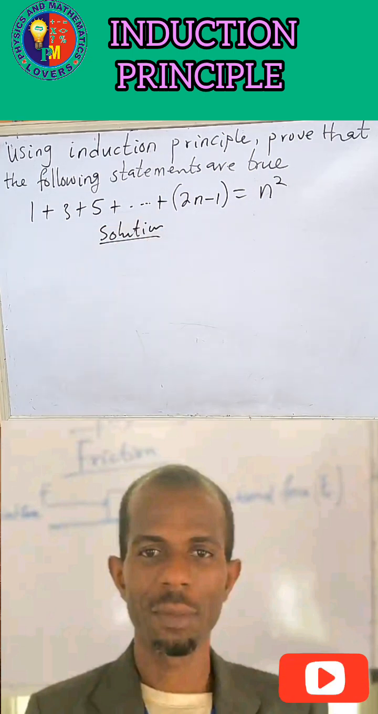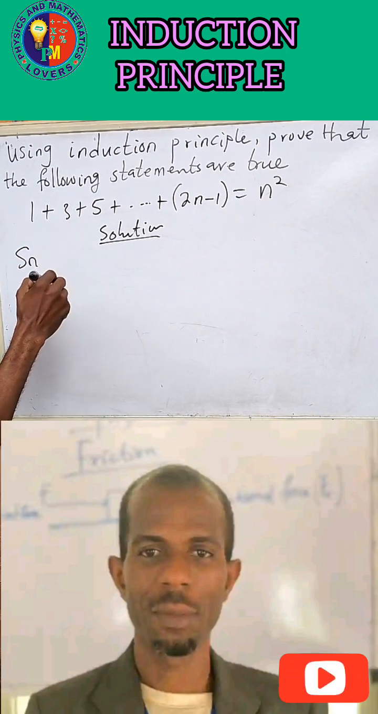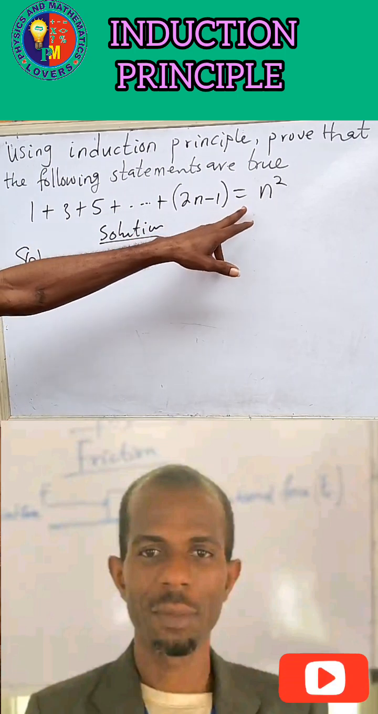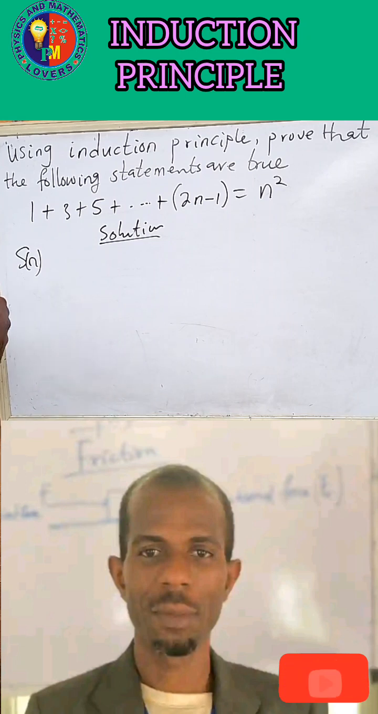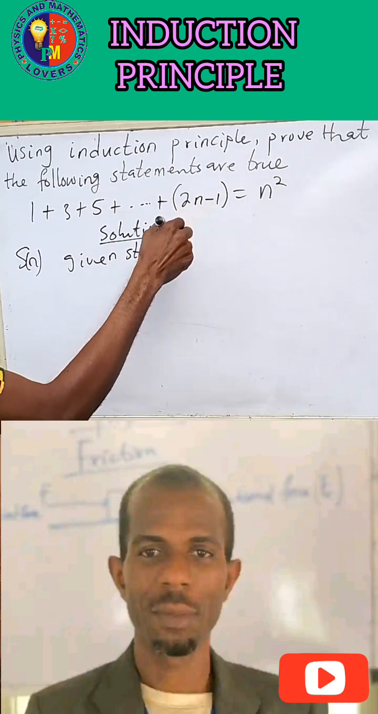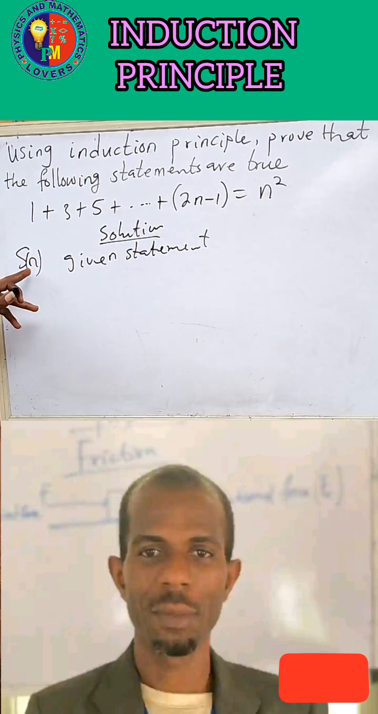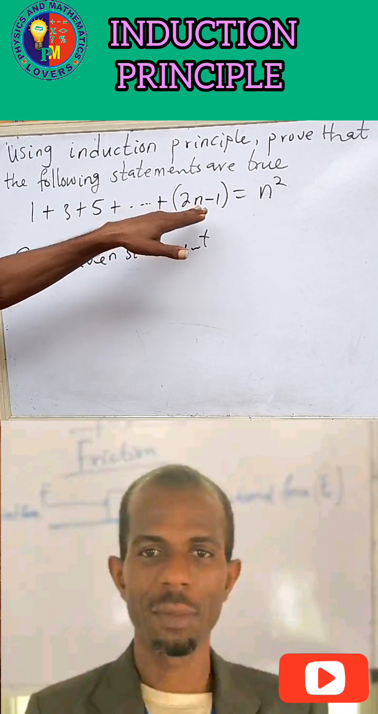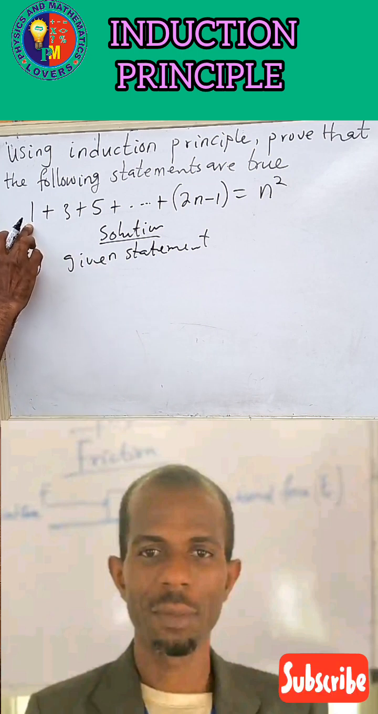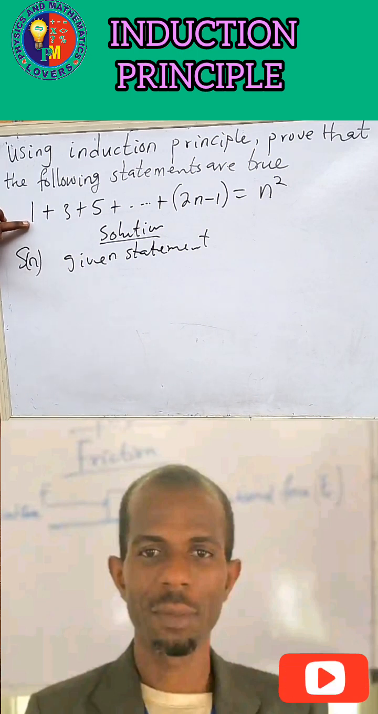The first one, we look at the base case. The base case is where we let n equal 1. So let the sum be the given statement, which is this particular statement. If I want to check when n is equal to 1, we call that the base case: we assume that n equals 1 to test whether this particular statement is true. It means we are taking the first term here. This is the first term.